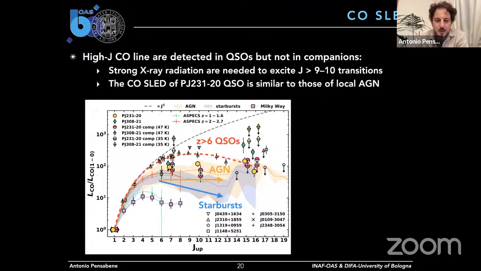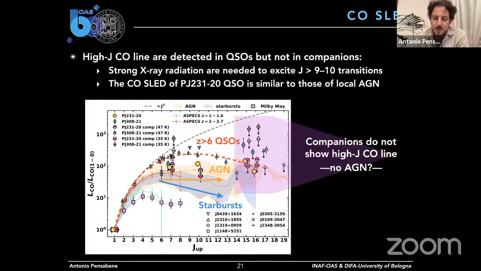Then we can also combine all our CO lines in order to study the CO spectral energy distributions and compare them with those of local starburst and AGN and other high redshift quasars. As you can see, for example, our quasars, the gold circles, are roughly consistent with the average CO SLEDs of local AGN and other high redshift quasars, while for the companion galaxies, the pink circles, the CO spectral energy distribution appears less excited, more similar to the local starburst galaxies. As I told you before, the lack of high-J CO line detection suggests that the ISM of the companion galaxies is less excited than the ISM in the quasar hosts.